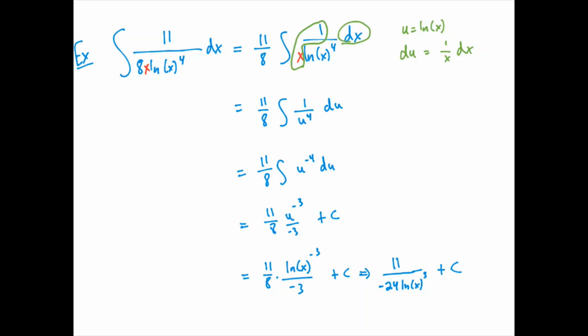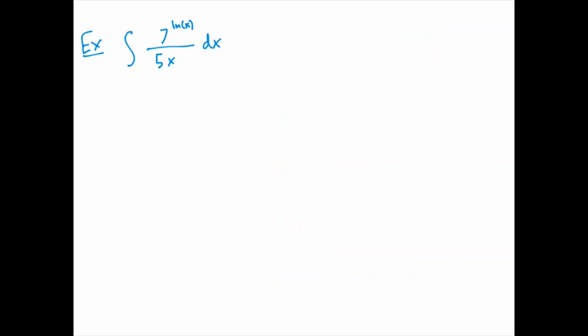Okay, so the key thing here was seeing that we had 1 over x, ln of x to the fourth, but that 1 over x is the derivative of the natural log function. So it's key to be able to recognize that. Let's do two other examples.